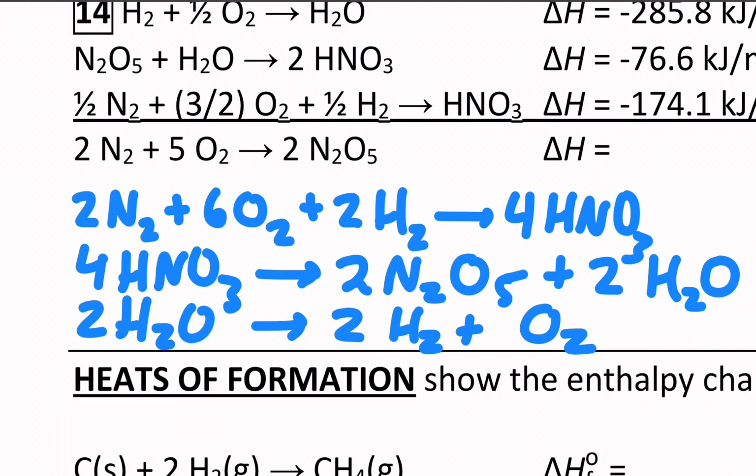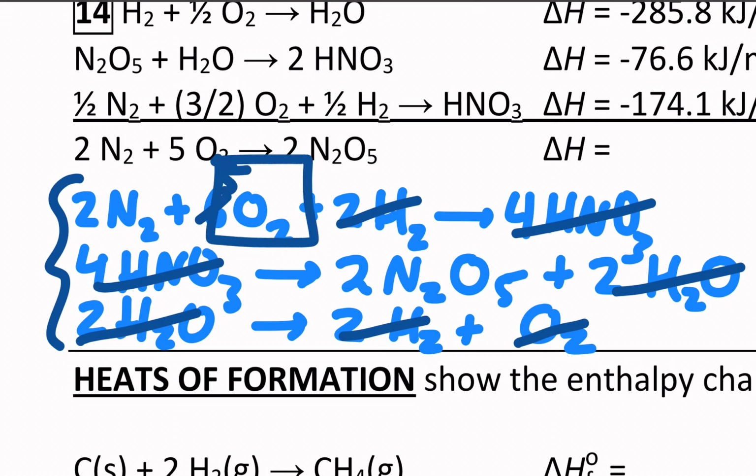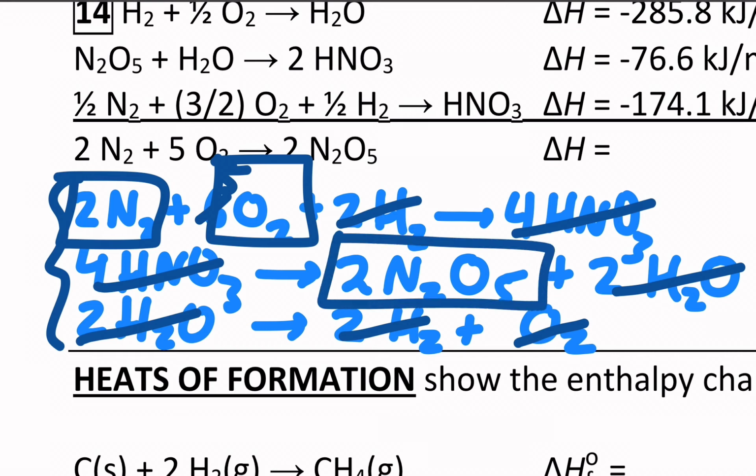And look what happens. Now we have these 3 reactions, and if we add them together, the 4 nitric acids produced cancel with the 4 nitric acids formed, the 2 hydrogens reacted cancel with the 2 hydrogens produced, and those 2 water molecules are also gone. We're left with some oxygens, but we do have a net amount of oxygen. That 1 oxygen product will get rid of 1 of those oxygen reactants, so we have 5 left over. We also have 2 nitrogens, and we have 2 nitrogen pentoxide, which is exactly what we want.